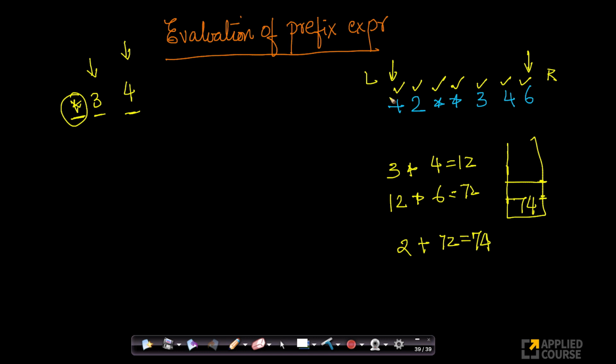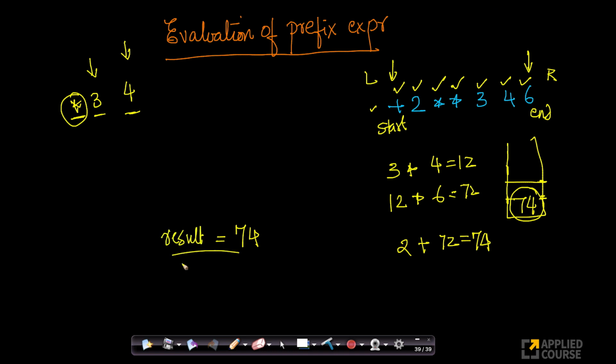You've reached the beginning. You started from the end and you reached the start of this whole string. There is nothing else to process here. So now you pop whatever is there in the stack. So 74 is your result.